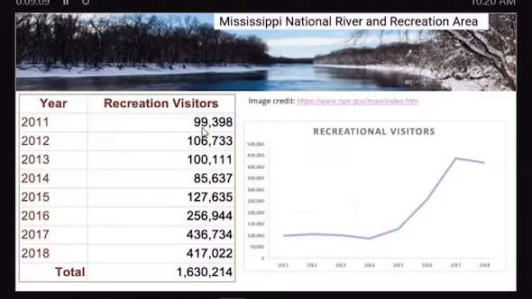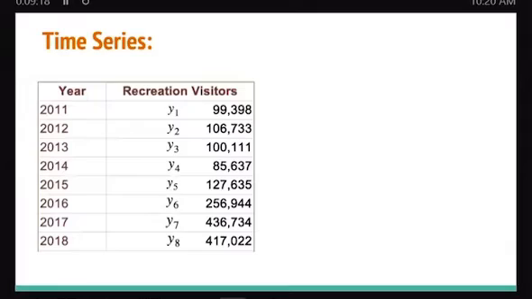Now this is an example of time series data, data collected over time. For the purpose of analysis, we play with notation a lot. Take a look at this point: that is my Y1, and the other one is going to be my Y2. In time series analysis, we normally use Y subscript t. For 2011, it's going to be Y1. For 2012, it's going to be Y2, and so on all the way.